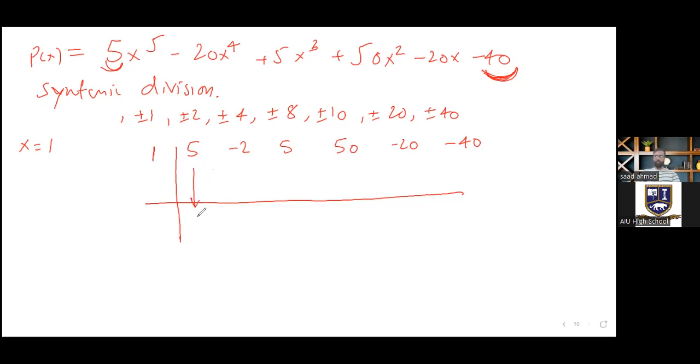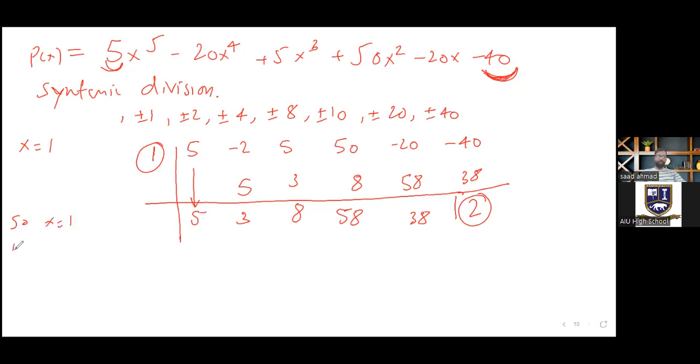First you write the first coefficient as it is, then you multiply. 5 times 1 is 5. So -2 plus 5 is 3. Then you multiply this number with that: 3 times 1 is 3, so we get 8. 8 times 1 is 8 again, so 58. 58 times 1 is 58. So 58 minus 20 is 38, and then we subtract the 38 from it. The remainder is 2. It's not 0, so x equals 1 is not a root.